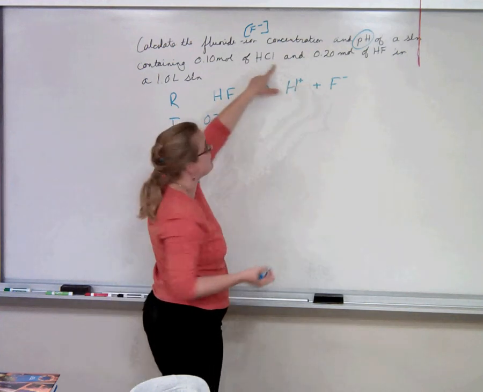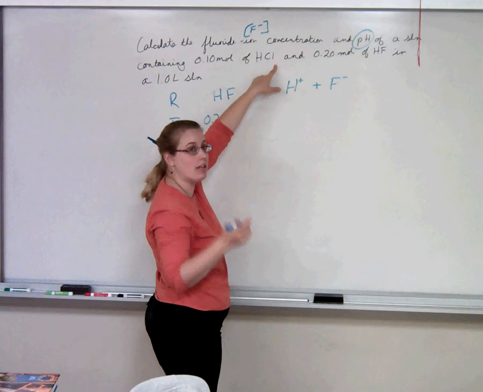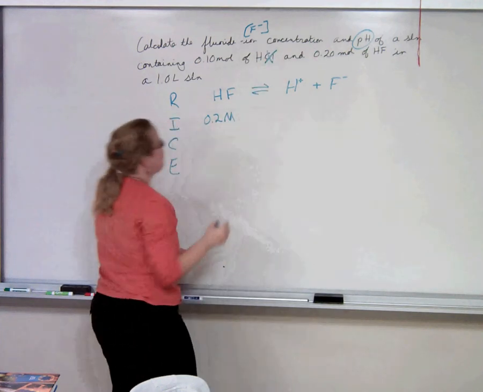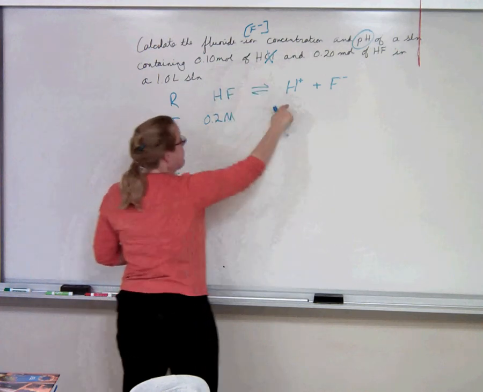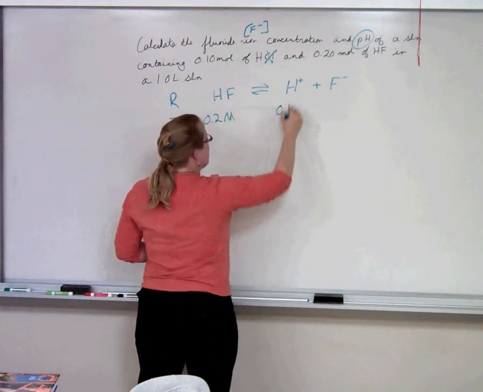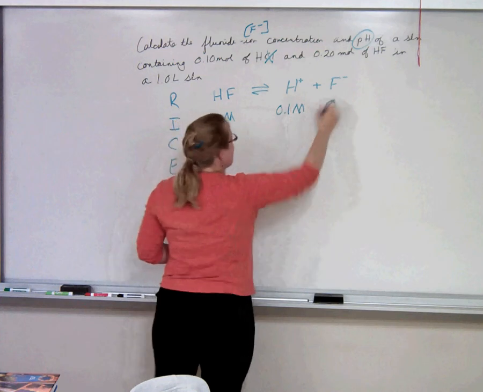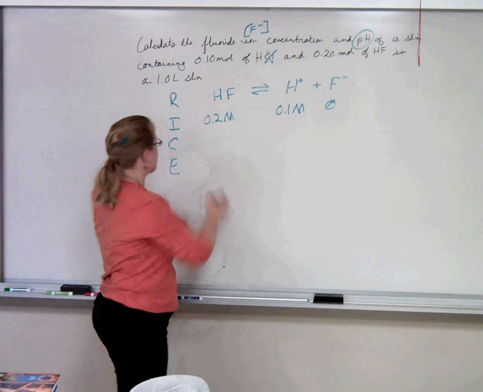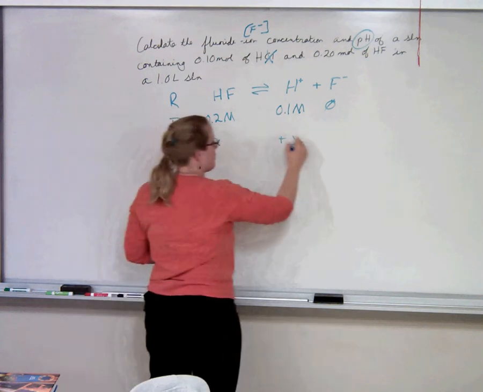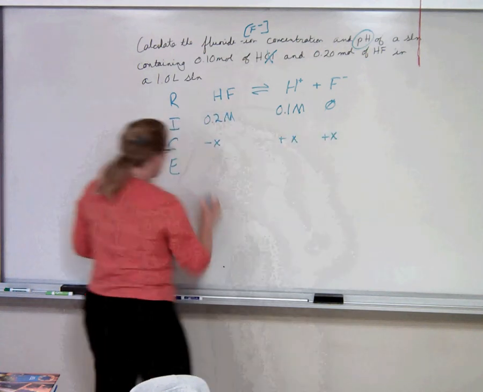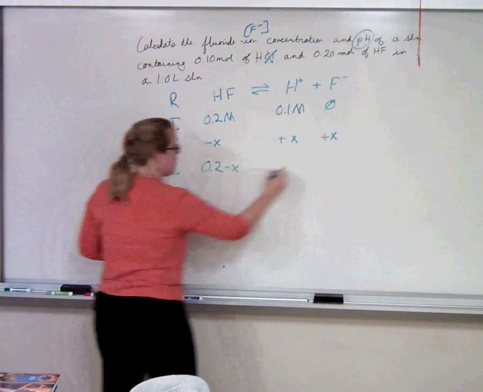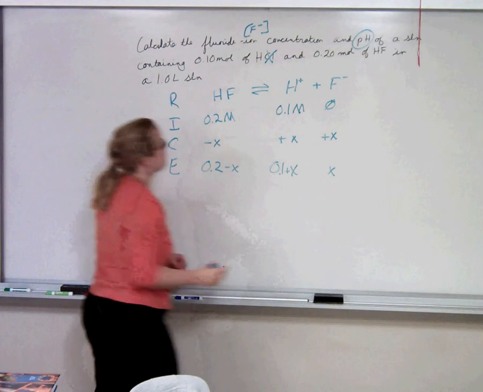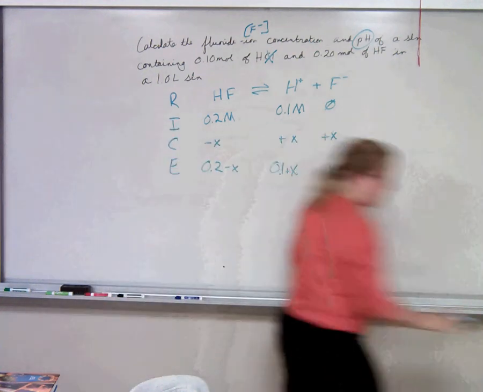But this is a strong acid. Remember, the concentration of a strong acid is equal to the concentration of the hydrogen ions. So who cares about this chloride? We are just going to use this number as our hydrogen ion. And we don't have any fluoride to start with. Again, because 0 is on our product side, we're going to lose reactants. We're going to gain products. 0.2 minus x, 0.1 plus x, and x there. All right, again, we're going to need to know what our Ka is.